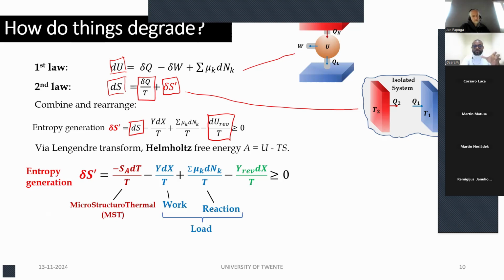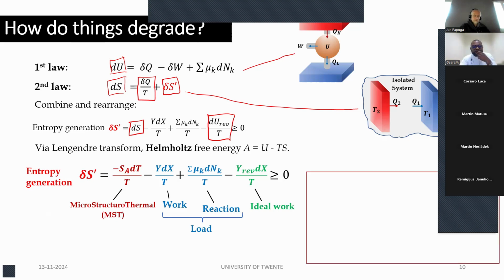And these two together are essentially the load that your system is undergoing. So they are the active mechanisms that we can measure on the system. The last term is the ideal work. So it's like looking at your system without losses or degradation. That's the ideal case there.